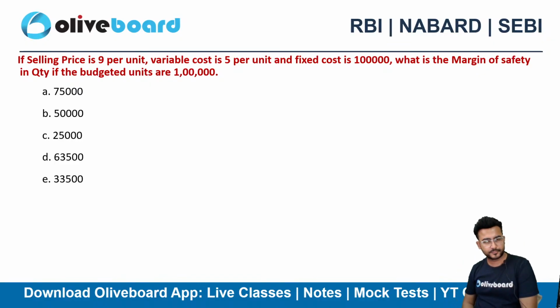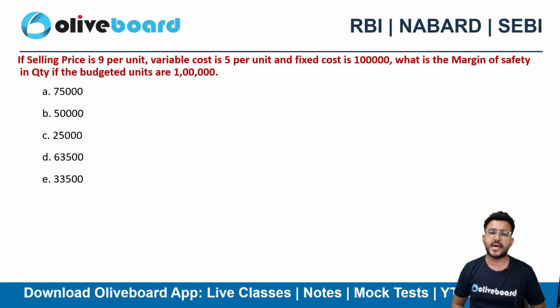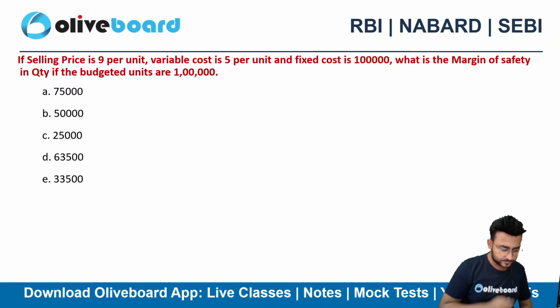Next question. Selling price ₹9 per unit, variable cost ₹5, fixed cost ₹1 lakh. What is the margin of safety in quantity if the budgeted units are 1 lakh?